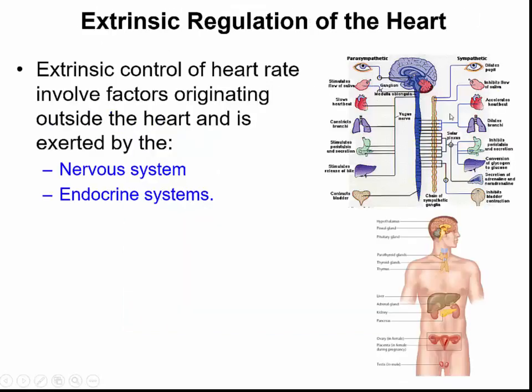In the next video, we're going to be going over extrinsic regulation of the heart. And we're going to focus on the nervous system and the endocrine system's ability to regulate the heart.